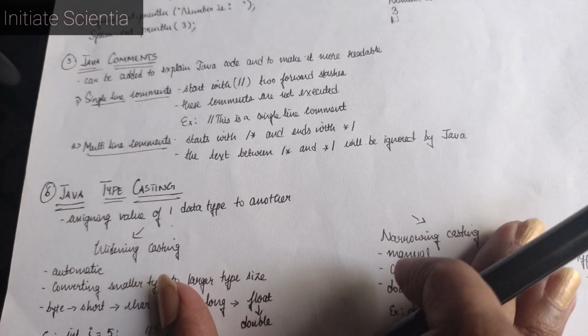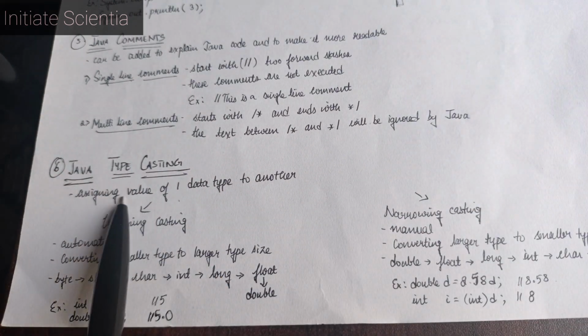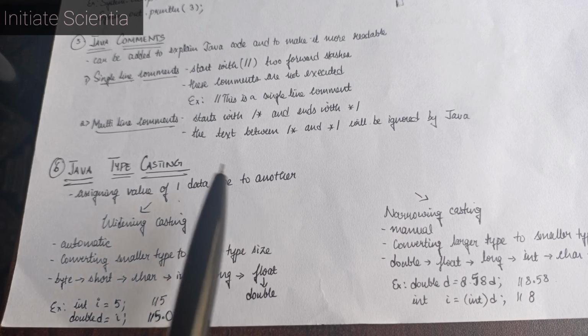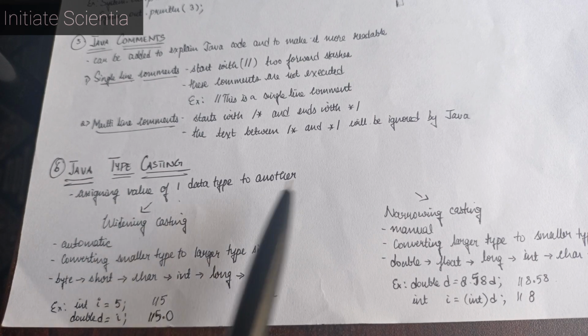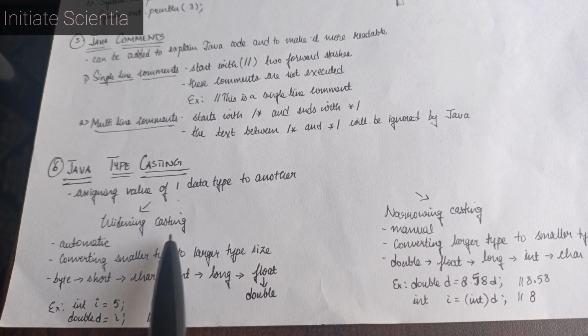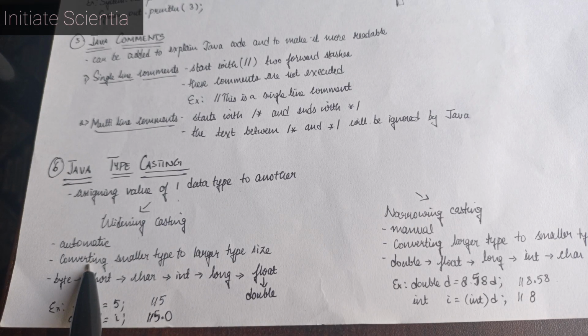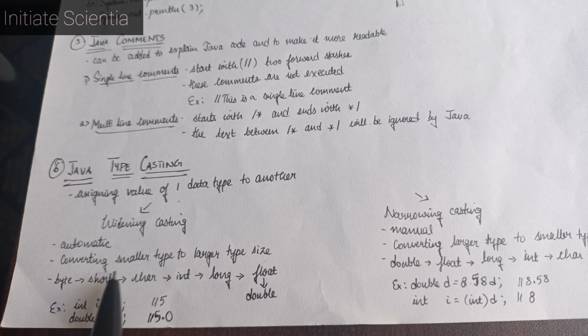Java typecasting. It is assigning the value of one data type to another. We can use it for widening casting or narrowing casting. Widening casting is automatic. It is used to convert a smaller type to a larger type size, like from byte to short, short to char, char to int, int to long, long to float, float to double. So int i = 5, double d = i. Now the value of d would be 5.0. 0.0 would be automatically appended.